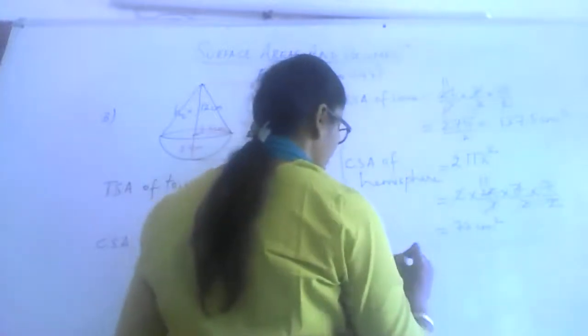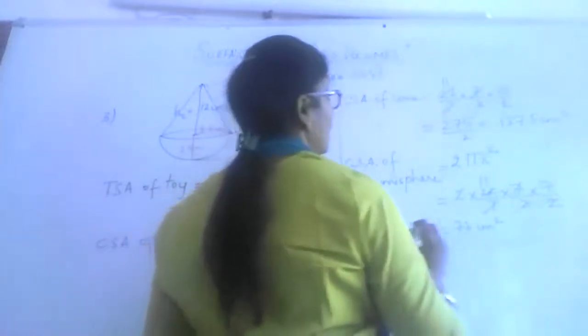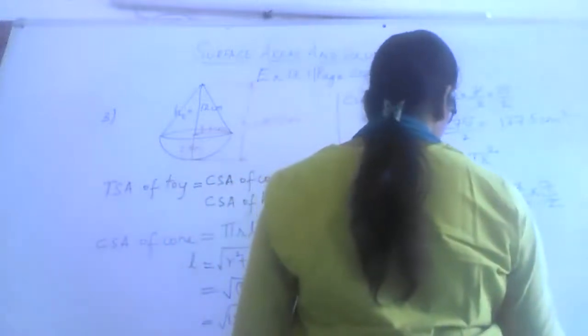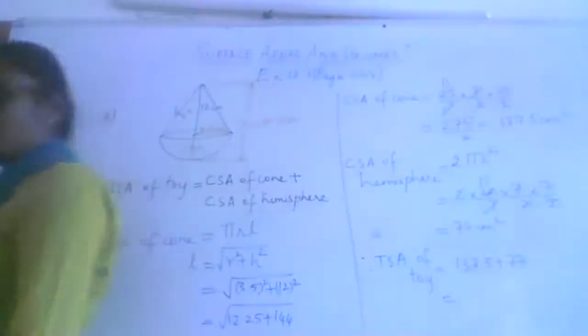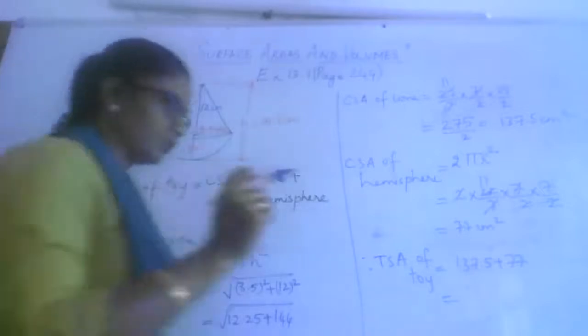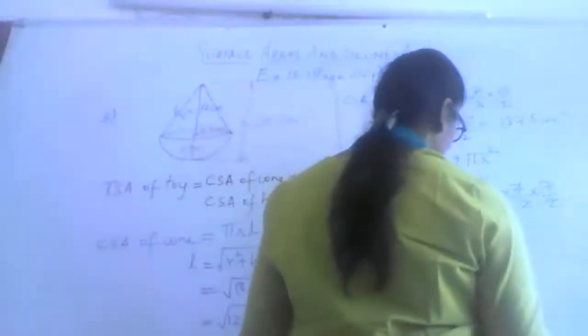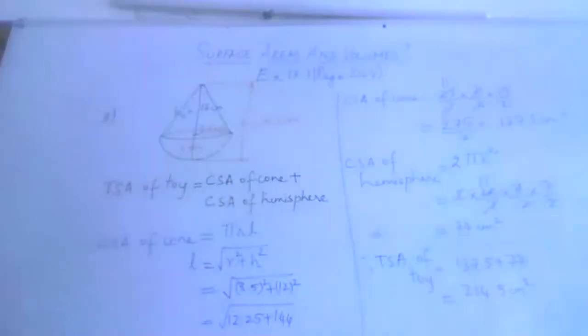Therefore, TSA of toy will be 137.5 plus 77. That will give you 214.5 centimeter square. So this will be your total surface area of the toy.